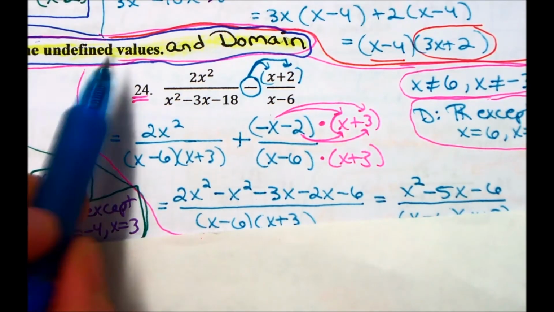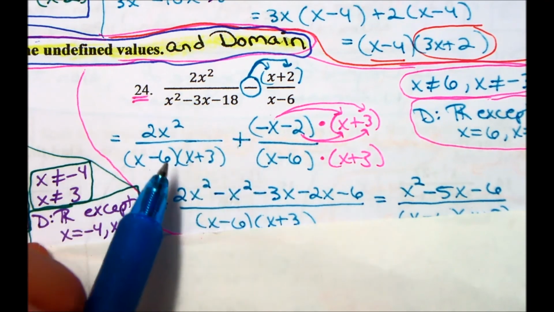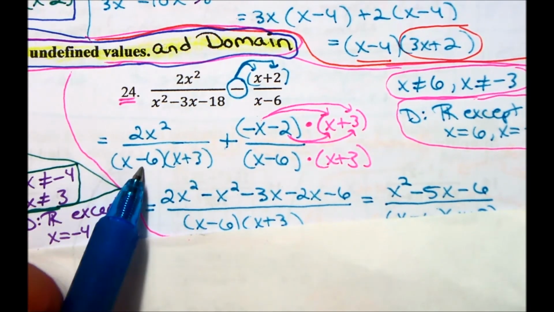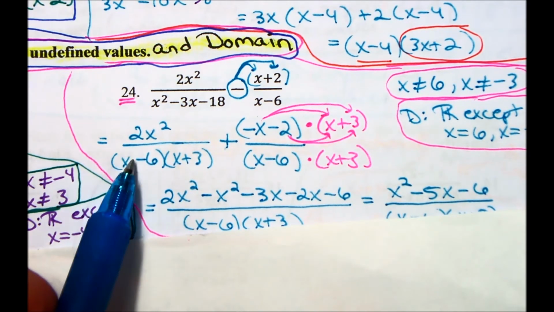Now factor the denominator. X minus 6 and x plus 3 are the factors of that denominator. And that's also going to be your least common multiple, or least common denominator.